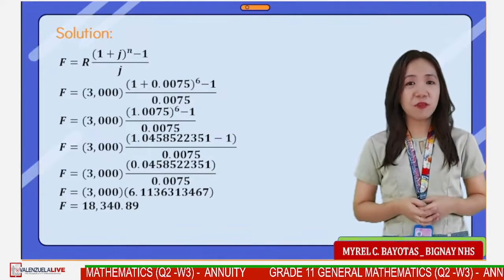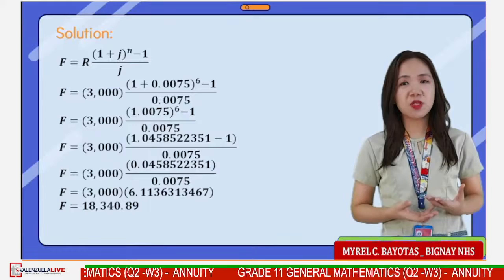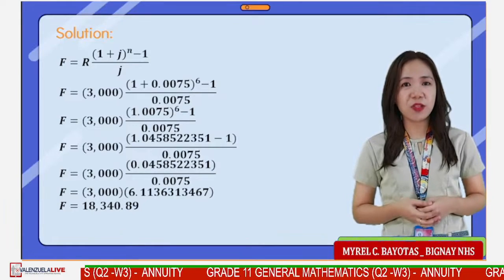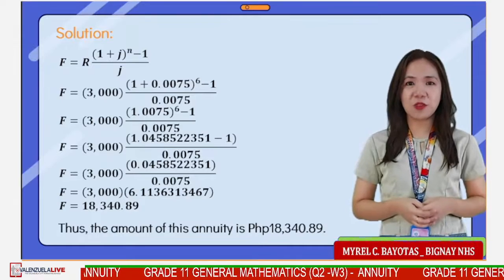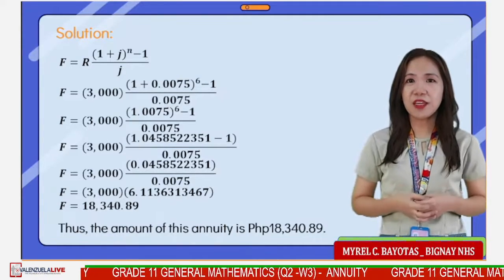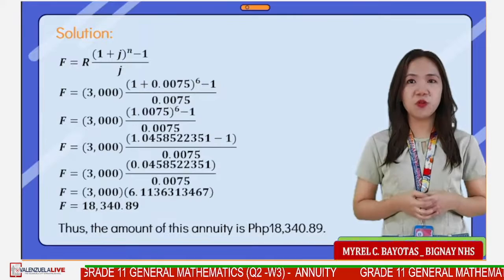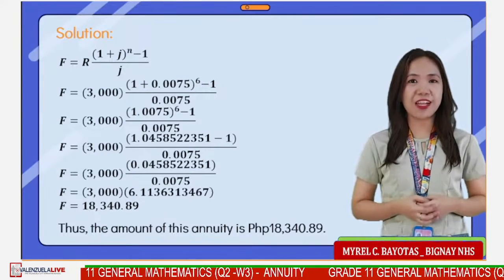Thus, the amount of this annuity is 18,340.89 pesos. Again, do not forget to put peso sign in your final answer. By the way, here's how the solution will look once you encode it in your scientific calculator.